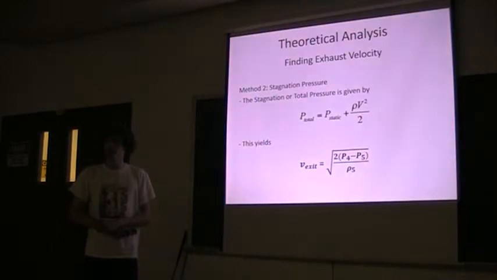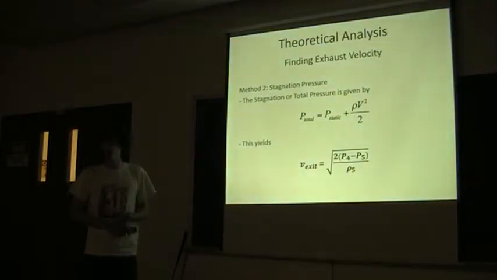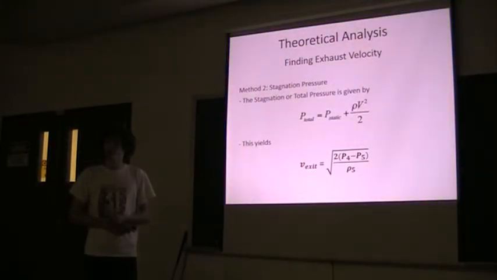Then we can also find another method of finding that exit velocity. We have our stagnation pressure, which is the total pressure energy, basically. That's the static pressure plus the velocity component of our energy. So if we solve for that velocity, we get the square root of 2 times the difference between the two pressures, P4 and P5, right next to our turbine and right outside our turbine into the nozzle, divided by the density at the exit.